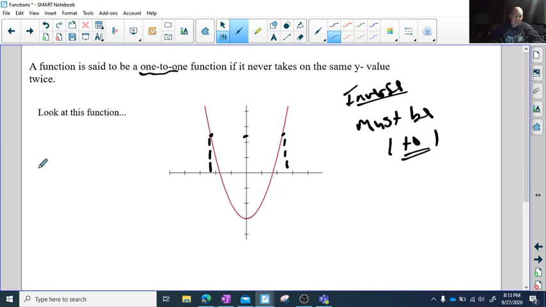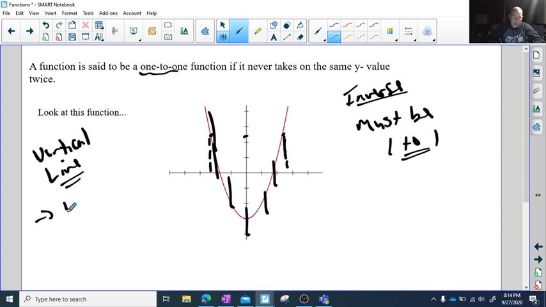So we have a nice, easy way to test this from a graph. You may recall from grade 10 studies, if you were testing a graph for a function, you learned something called the vertical line test. And the vertical line test was simply, if you can draw a vertical line that only cuts a graph in one place, it is a function. So this graph is a function.